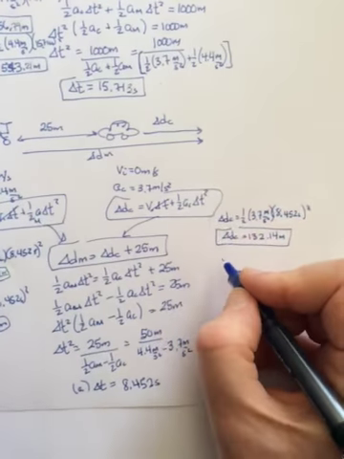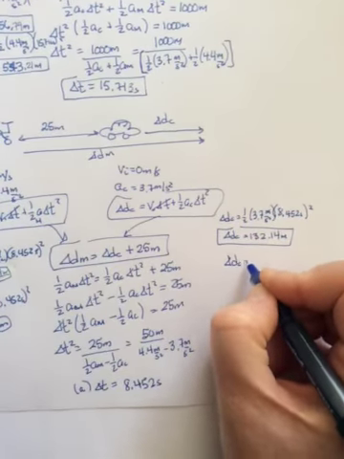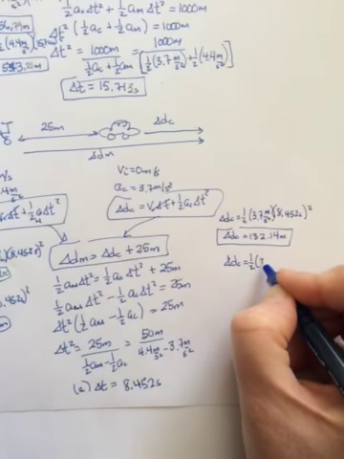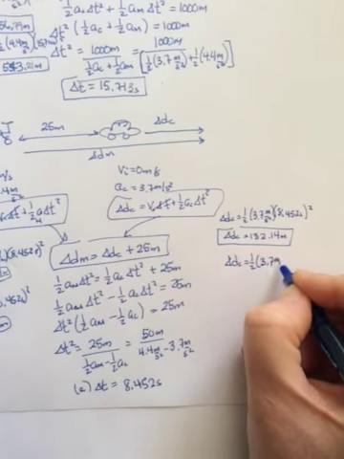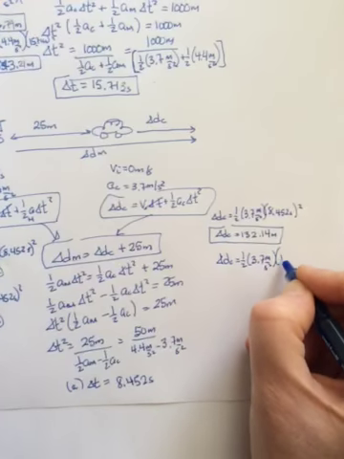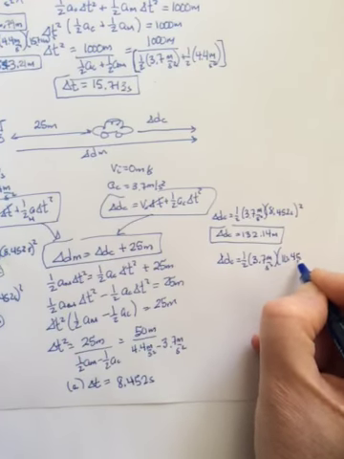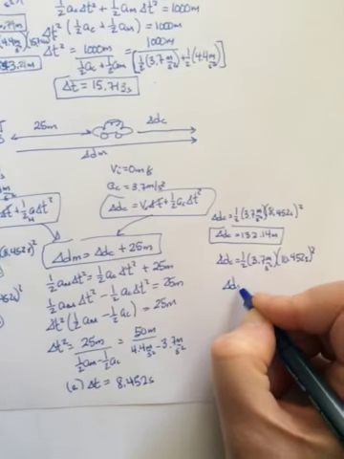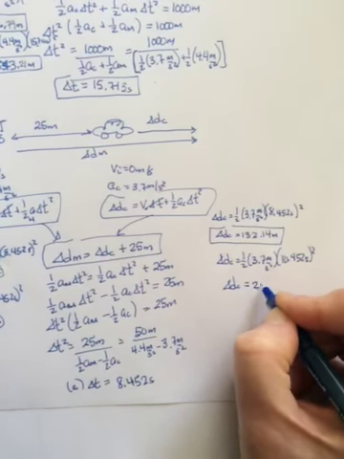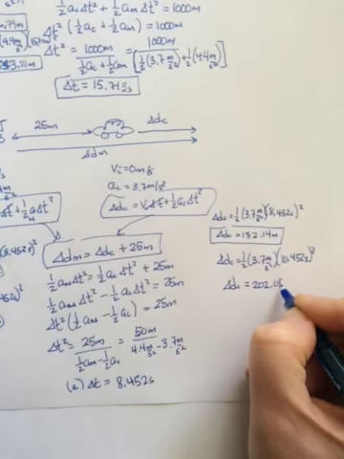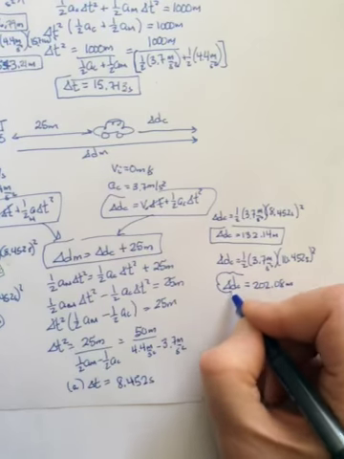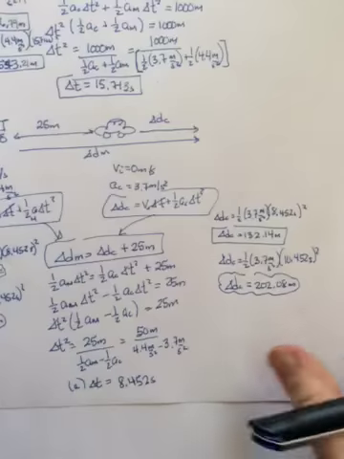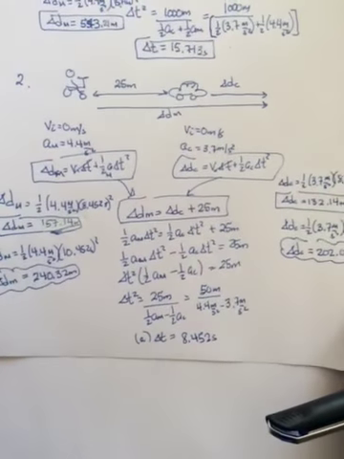And then do it for the car. Delta D of the car, 1/2 times 3.7 meters per second squared times 10.452 seconds squared. And you get a delta D of the car of 202.08 meters. Okay, and the question wants to know how far ahead the motorcycle is of the car.